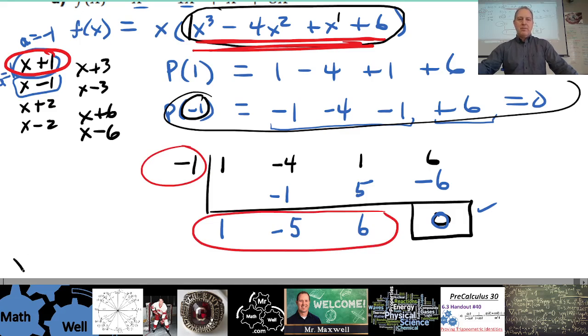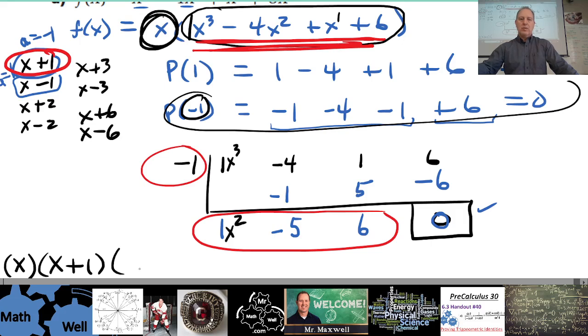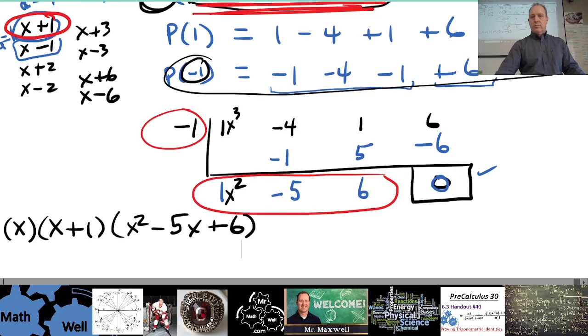So I've got it fully factored right now. I've got x from here, and I've got x plus 1 as a factor. And then I've got this. So this was an x cubed, right? So this is going to be x squared minus 5x plus 6. Okay, so I'll pause there. Let me know if anybody has any problems there.